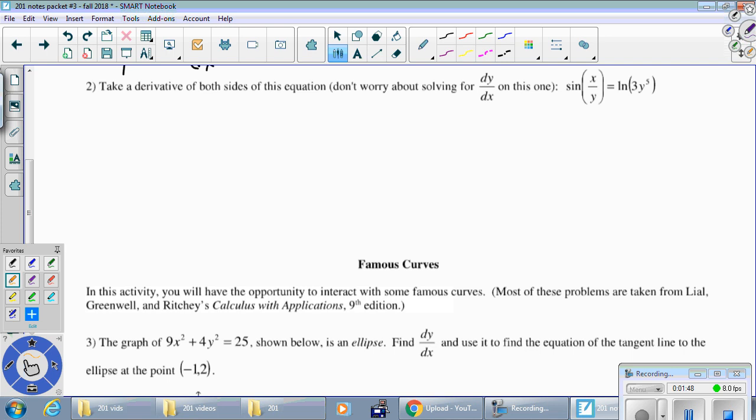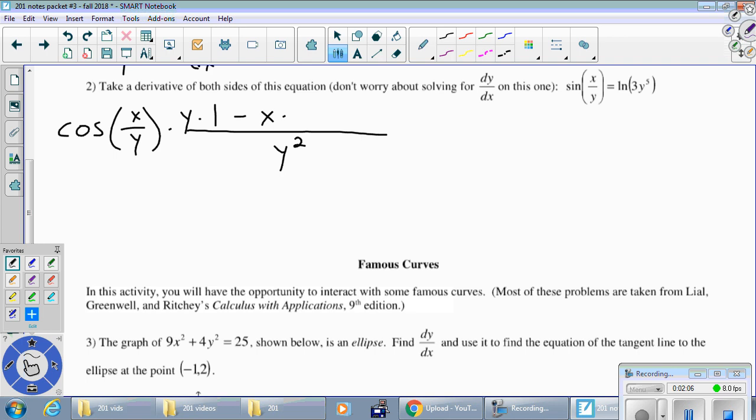Okay, we're going to take a derivative of both sides here, but we're not going to bother getting dy/dx by itself. So sine of stuff becomes cosine of the stuff times the derivative of the stuff. Derivative of x over y has to be a quotient rule. I'll square the bottom. Bottom times derivative of the top minus the top times derivative of the bottom. But the derivative of the bottom isn't just plain 1. The derivative of y is 1 times dy/dx. Remember, anytime you're taking a derivative of something with a y in it, you do your normal derivative rule, and then you multiply by dy/dx.